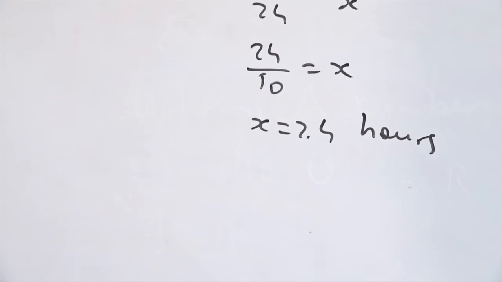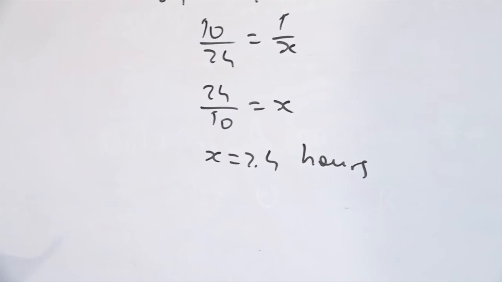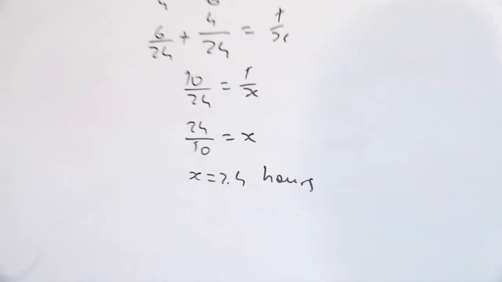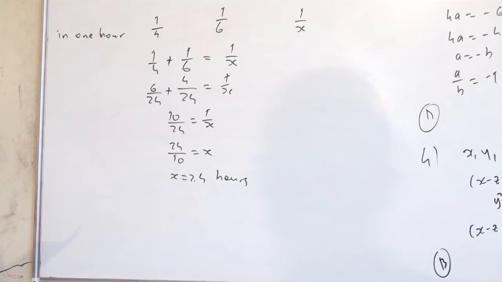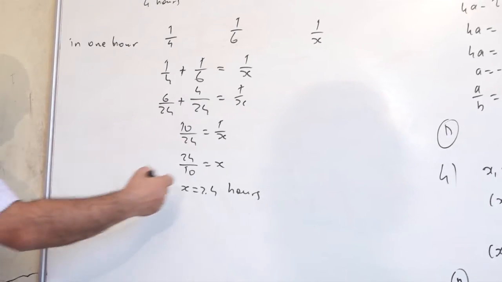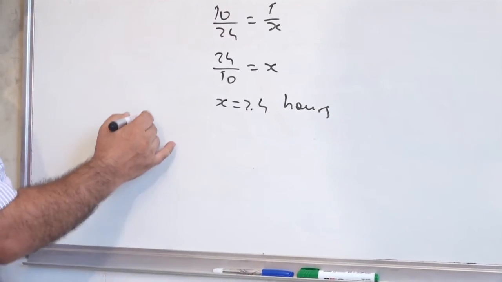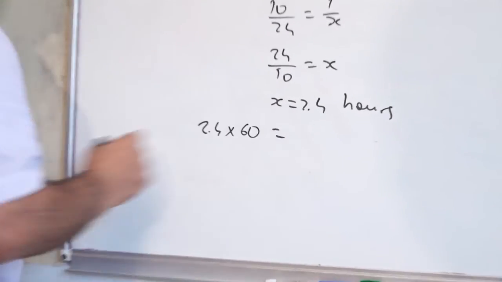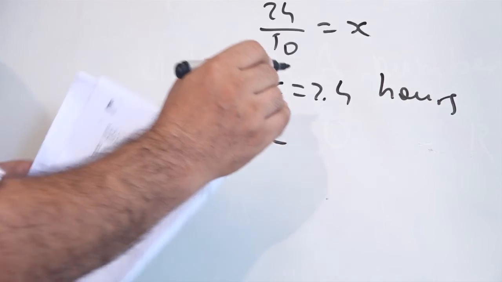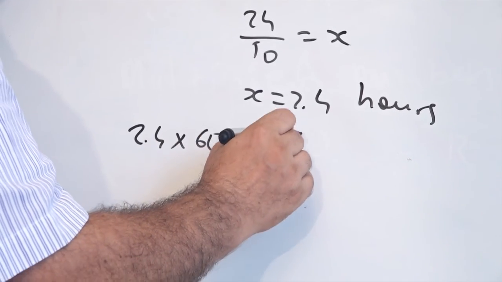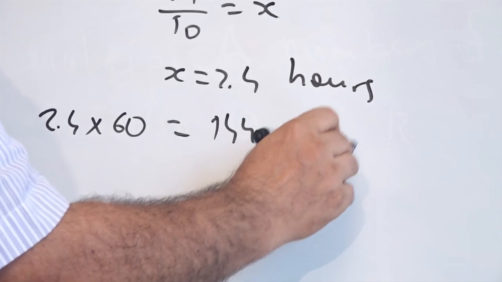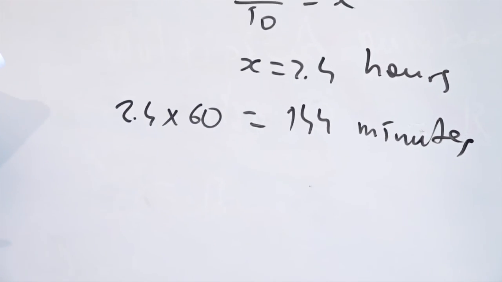Let's look at the question. How many minutes will it take Senya and Jane working together to address all the envelopes? So we have to convert that into minutes. So 2.4 times 60 minutes is equal to 144 minutes. So the answer is C.